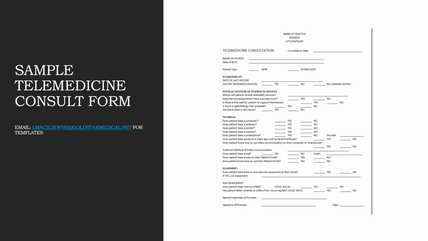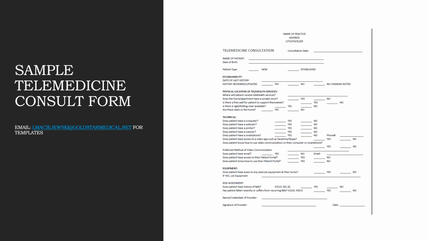If they do have a private room, then of course you would want to note that, because what you're trying to do is make a good faith effort to ensure patient privacy. So this is why you're asking these questions. Is there a free wall for the patient to support themselves? So if you are doing exercise instruction, you know that the patient can do this in a safe manner, and possibly they're not going to be at risk of falling or injuring themselves.